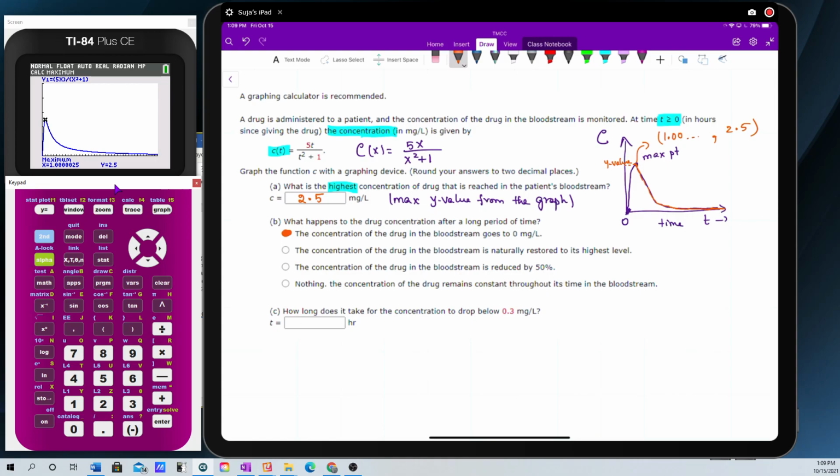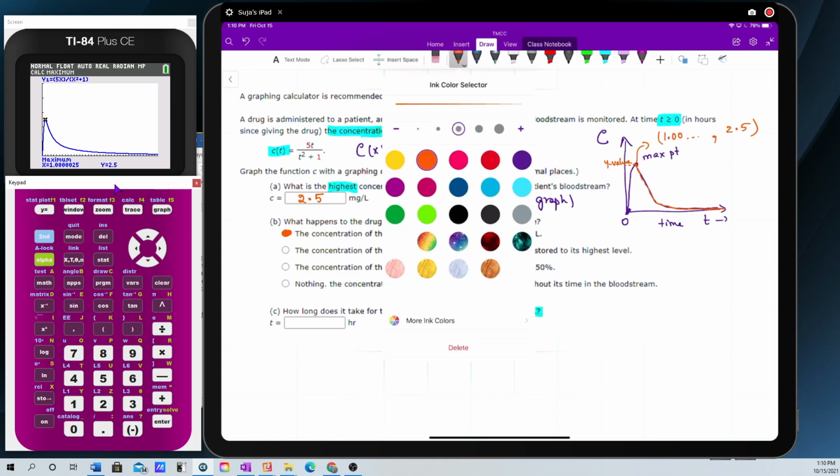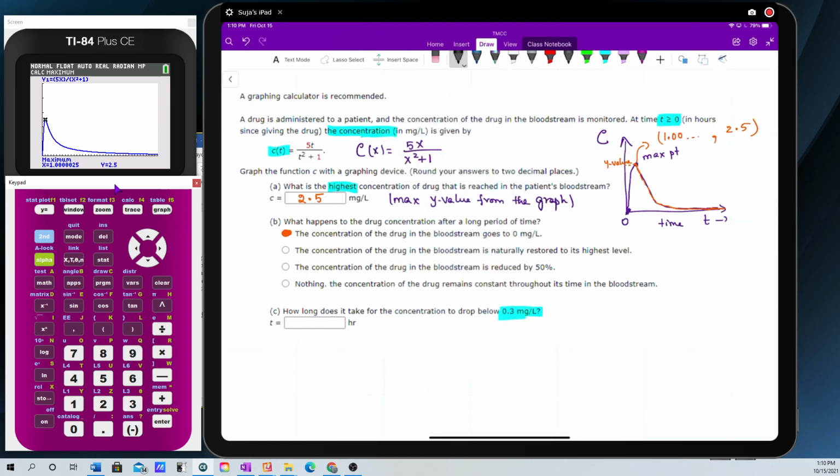Okay, so the next question, C, is asking how long does it take for the concentration to drop below 0.3 milligram per liter? One option of doing this problem, I will have to take 0.3 and set it equal to 5t over t squared plus 1 and then solve this equation. So this is one option to do.